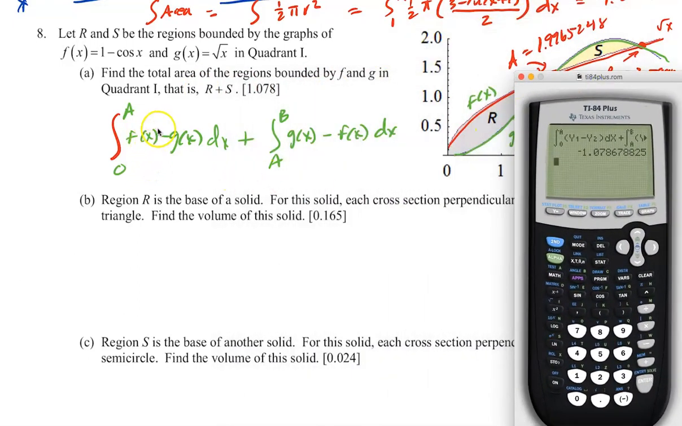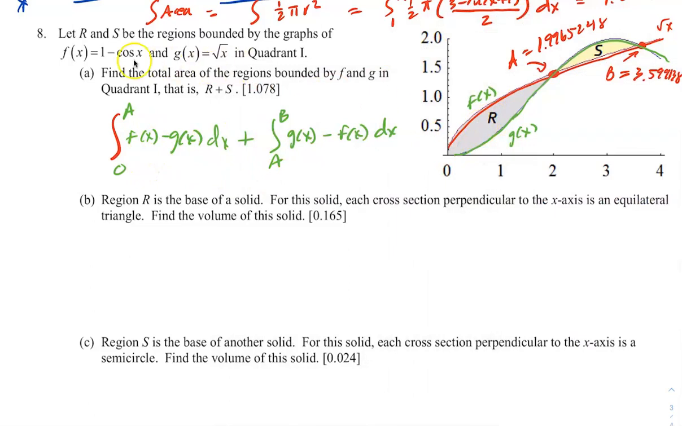You could see it. F of x is cosine. I had these labeled incorrectly. Remember, it should be negative. So this is actually f of x. F of x was a cosine one. And this is g of x. So I had these labeled incorrectly. It's the other way around. This is g of x minus f of x. And this is f of x minus g of x. Sorry about that. I had them labeled wrong.